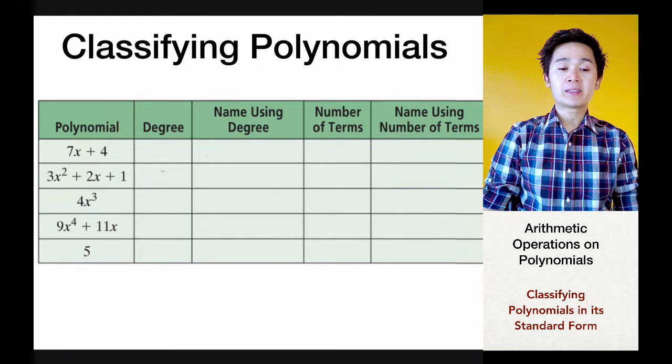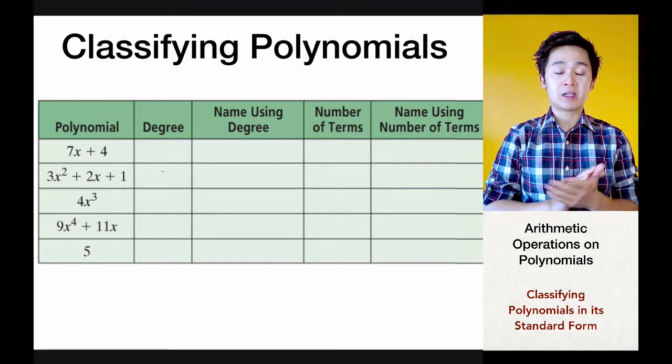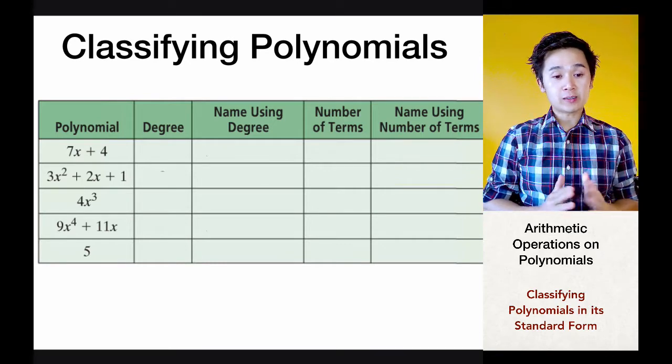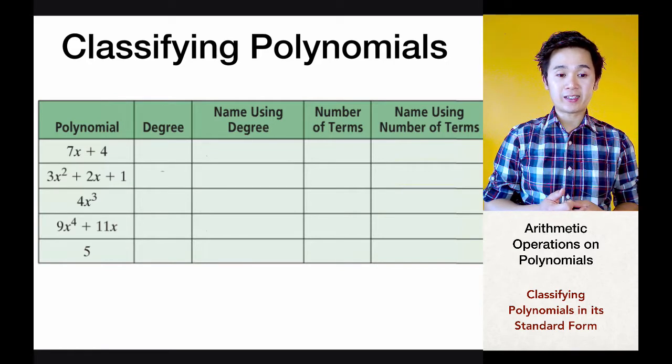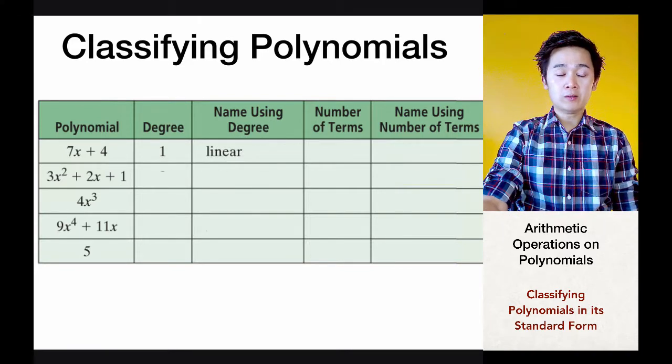Now here are some examples of polynomials, and we're going to classify them or name them according to their highest degree and the number of terms. For the first example, we have 7x plus 4, and you will notice that the highest exponent is 1 because of the variable x. If you have a degree 1 polynomial, we call it a linear polynomial. And for this particular polynomial, we have 2 terms, so we will call this also a binomial. So collectively, we can call it a linear binomial.